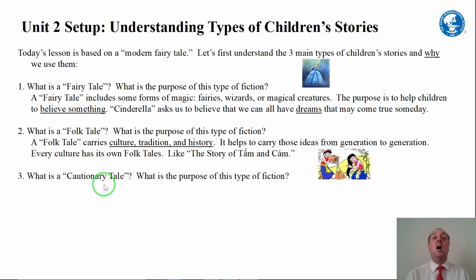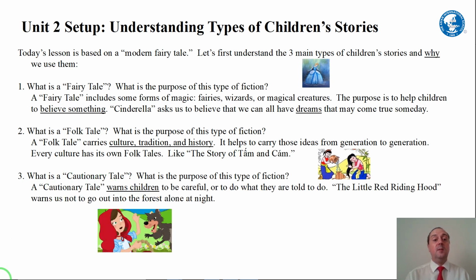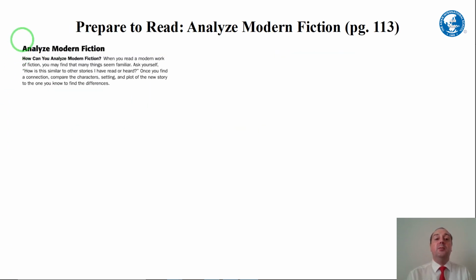And the third one is a cautionary tale. So what is the purpose, do you think, of this type of fiction? Well, a cautionary tale warns children to be careful or to do what they are told to do. An example of that is here. Little Red Riding Hood warns us not to go out in the forest alone at night. If I tell you don't do something, you will do it. But if I tell you a scary story about a wolf who attacks a young girl who goes out into the forest alone at night, you will be afraid and you won't go. That's a cautionary tale.